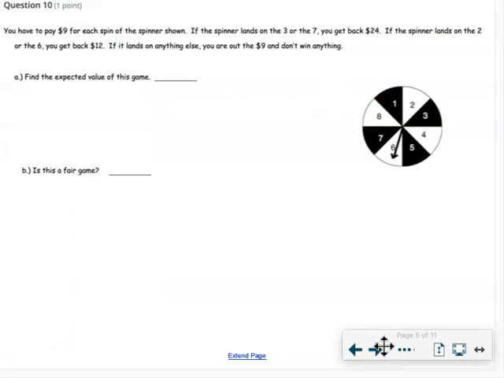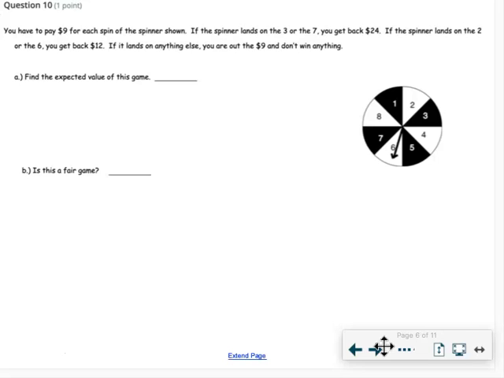All right, this one says you have to pay $9 for each spin on the spinner shown. If the spinner lands on the 3 or the 7, you get back $24. If the spinner lands on the 2 or the 6, you get back $12. If it lands on anything else, you lose. You're out the $9 and don't win anything.